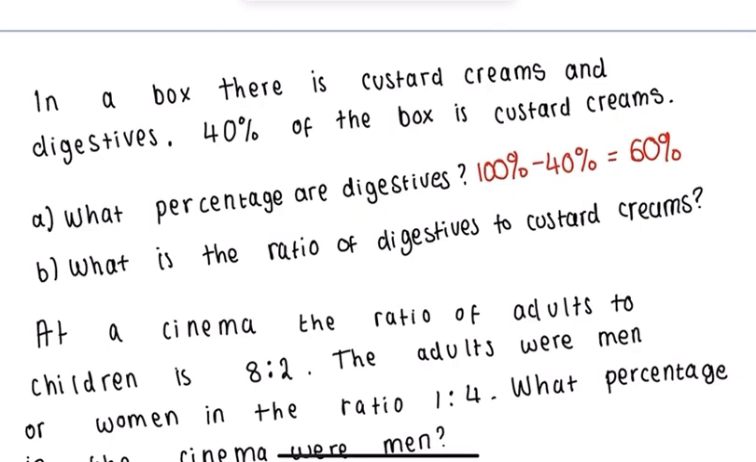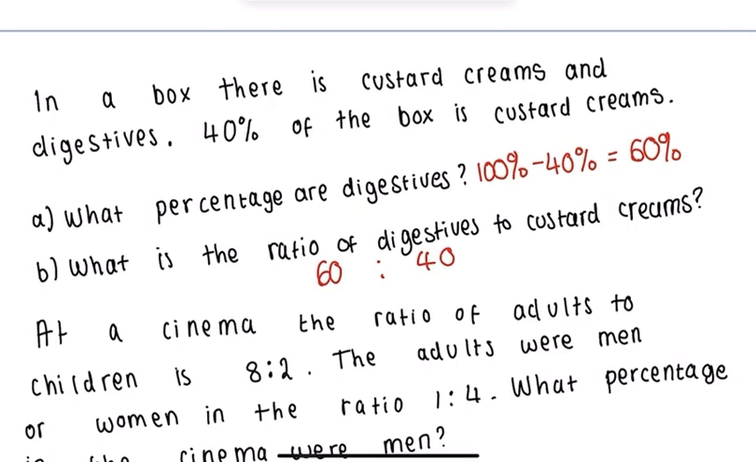Now thinking about how to write this as a ratio, it wants the ratio of digestives to custard creams. So I've got 60% digestives and 40% custard creams. So I can actually write that as a ratio pretty much straight away. I can say, well, I've got 60 to 40.